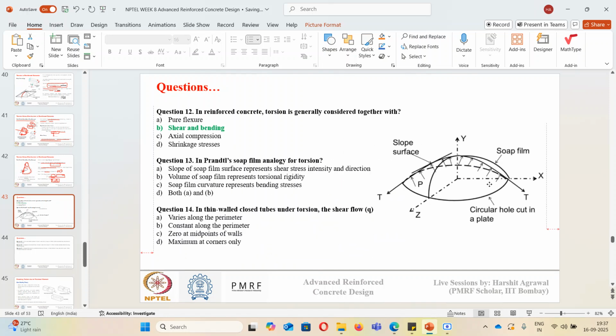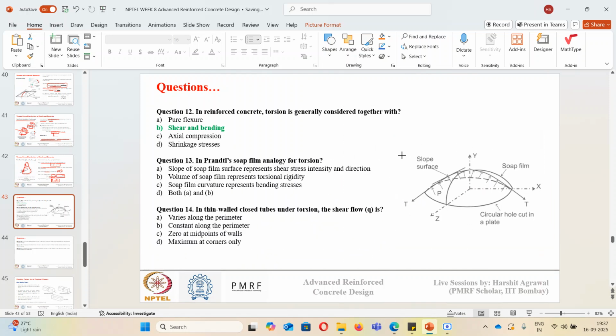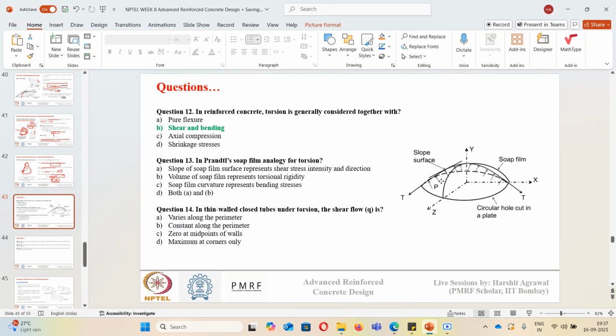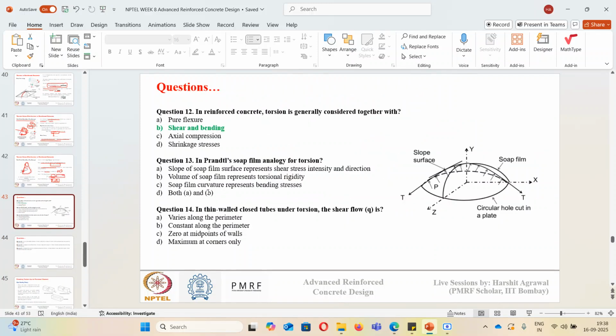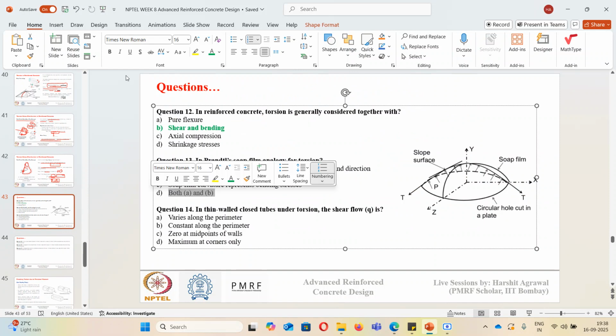When I showed you what Prandtl's theory says, he said two points. The slope at the surface represents the shear stress intensity and direction, and the volume enclosed by this soap bubble represents the torsional rigidity. If you see this slide initially, the torsional rigidity is proportional to the volume of the soap film. So that's why the answer will be both A and B.